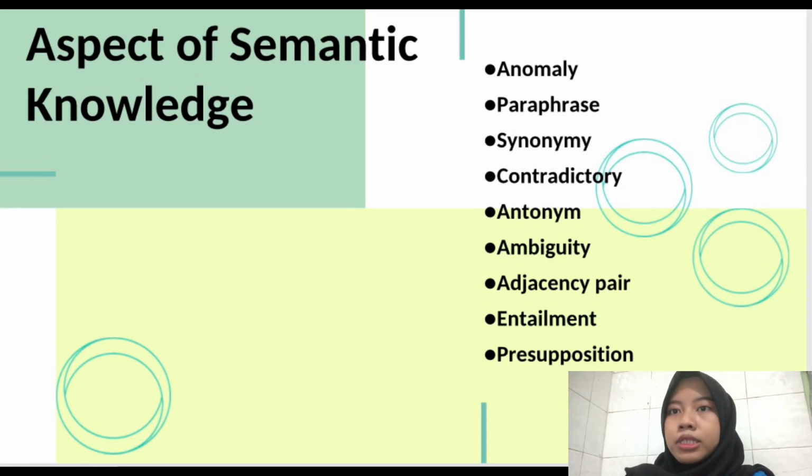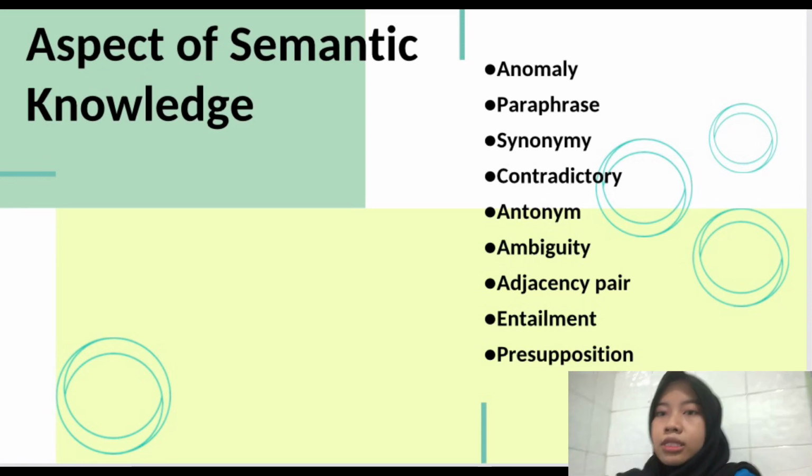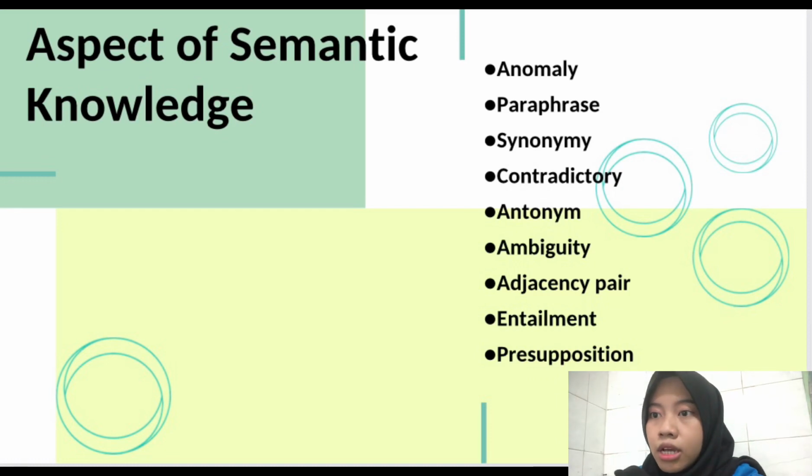Sixth, ambiguity. Some sentences have double meaning. They can be interpreted in two ways. Example, the fisherman went to the bank. The boy saw the man with a telescope. Seventh, adjacency pair. Speakers know how language is used when people interact. Example, call, respond. Eighth, entailment.